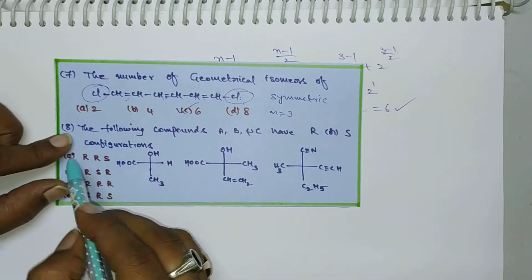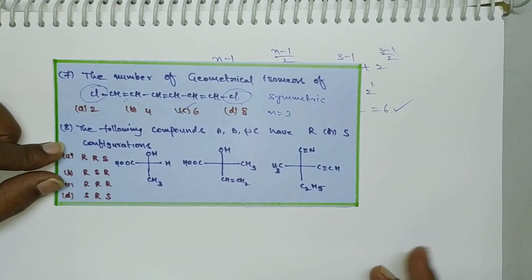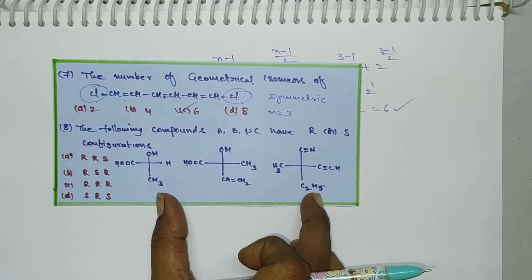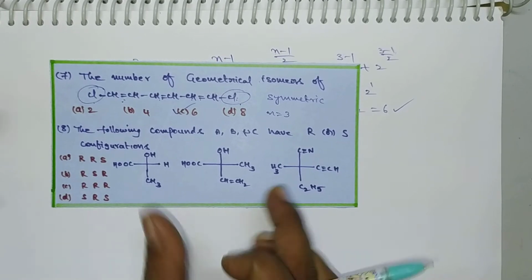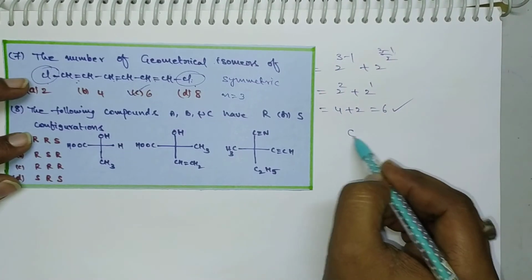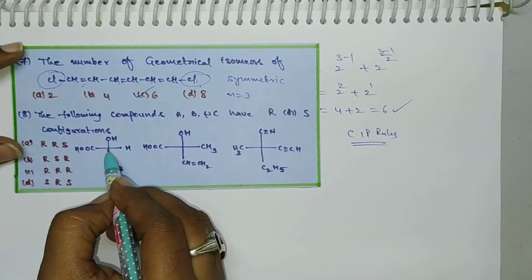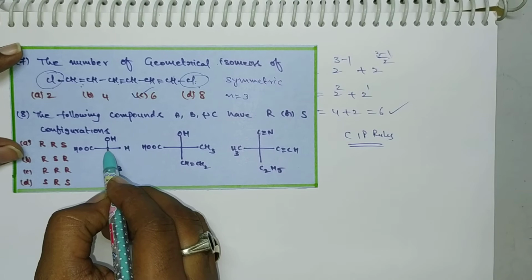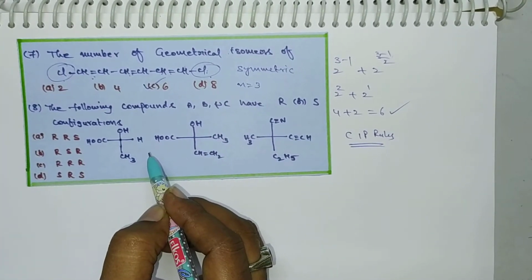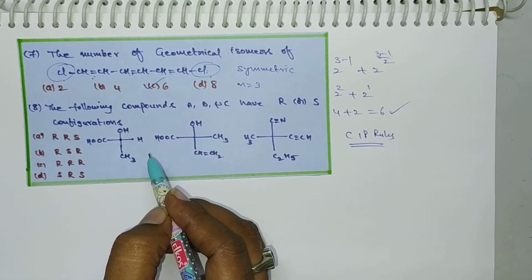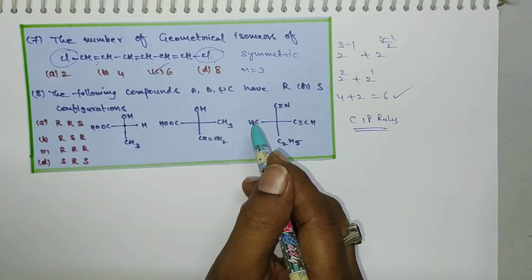Okay. And next, the following compounds A, B and C have R or S configuration. So here we have to assign the configuration of the molecule by using Cahn-Ingold-Prelog rules, that is CIP rules. Okay, so now we have to check this one. First, this is the chiral carbon. In order to assign the RS configuration, there are some rules. The rules are also explained in another video. I will give you the link for that video also.